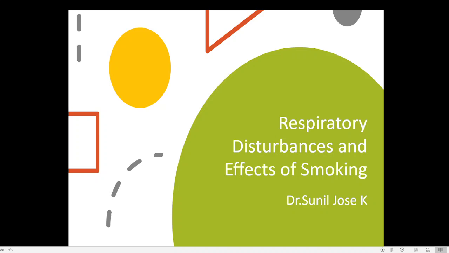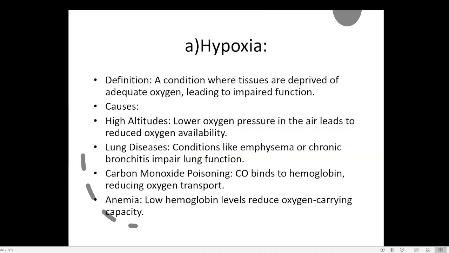So as I told you, in this topic we will be mainly focusing on what are the main respiratory disturbances, or we can also call them respiratory disorders, which are affecting our body or mainly lungs, and also about the effects of smoking. So to begin with, the first disturbance or disorder is hypoxia.